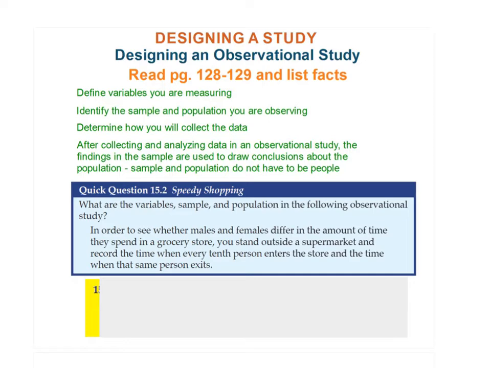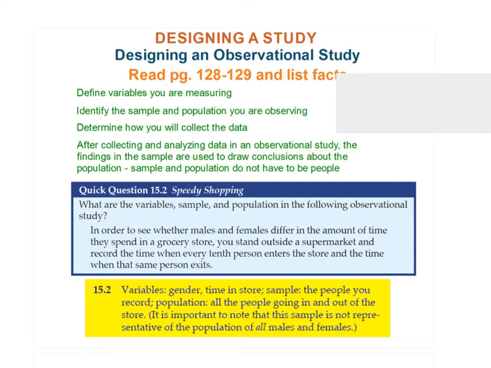So we're going to look at this first example, and I want you to try and write down what you think the variables are, who the sample is, and then what the population is. In order to see whether males and females differ in the amount of time they spend in a grocery store, you stand outside a supermarket and you record the time when every 10th person enters the store and the time when that same person exits.